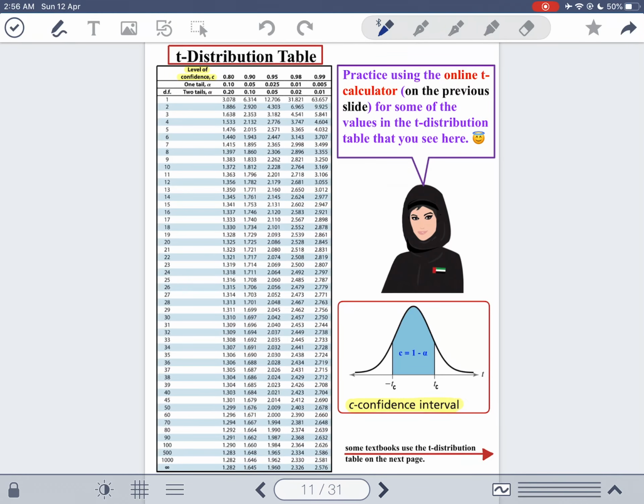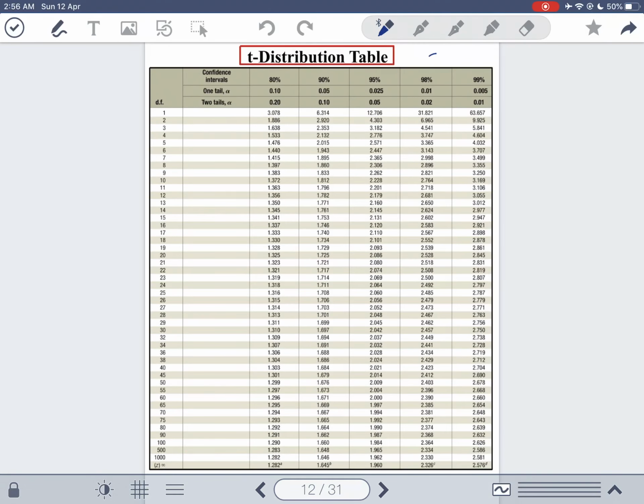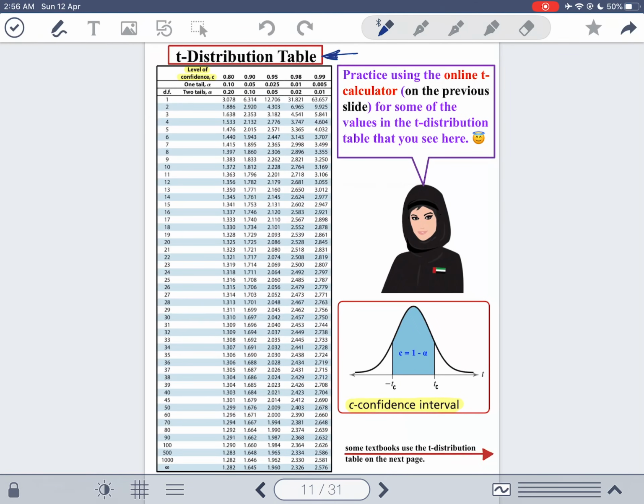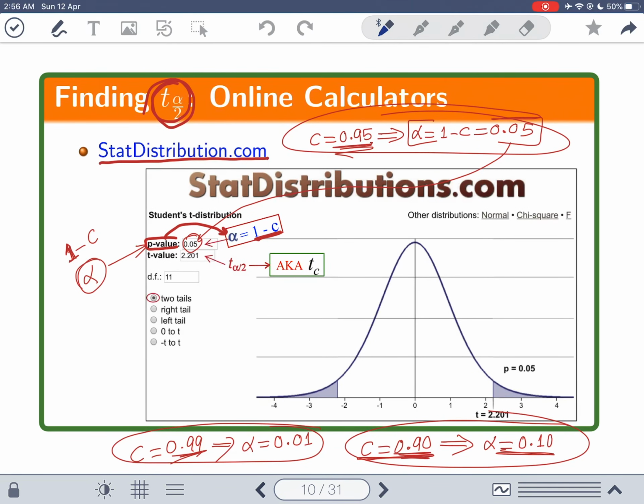Okay, and there are 2 tables. They are the same. I mean, this is the t-distribution table that I got from one of the textbooks, and this is from the other textbook. So check which one is in your textbook and use it. If you don't want to use it and you want to use the online calculator, that's perfectly fine. But please do what L'Anud is telling you. L'Anud is telling you practice using the online t-calculator on the previous slide. So here from the previous slide, you know that you go to this website, statdistribution.com, and you can use this calculator.